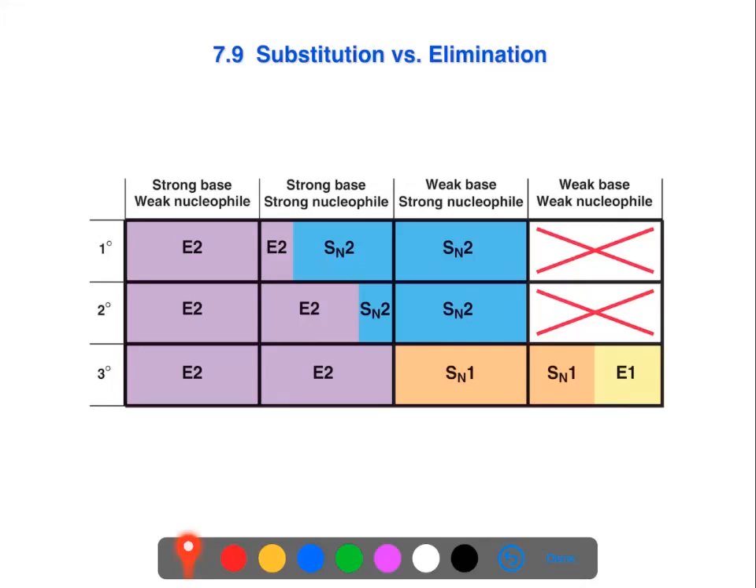So this table will be helpful when you're working through questions that provide you with a substrate that you'll have to identify as being primary, secondary, or tertiary, and then a reagent which you'll need to identify as to the relative strength of that reagent as a base or a nucleophile.